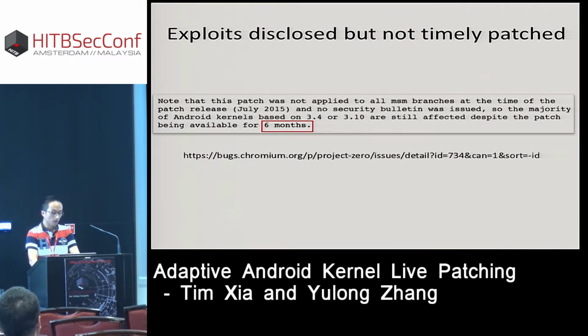And this is from the Google Chrome security team. The words are quite small, so I'll read it out. They found a bug, but the bug didn't get patched for more than 6 months, so it still affects the devices out there. This kind of exploit is disclosed, but not fixed in a timely manner.